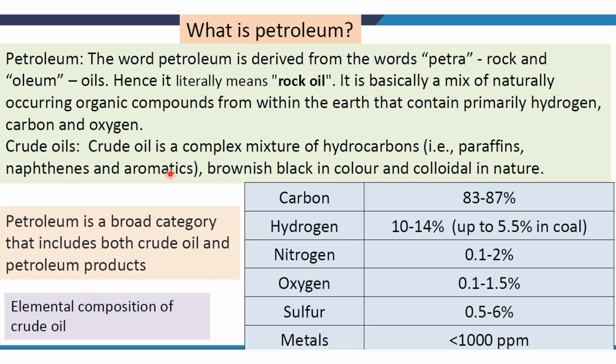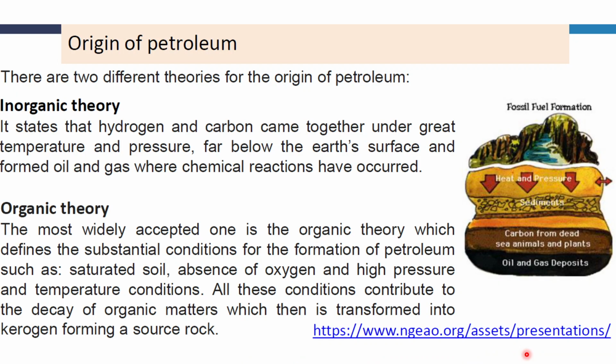So what is the difference between crude oil and petroleum? They are basically the same, but petroleum is a broad category which consists of both crude oil and some petroleum products. The elemental composition of crude oil consists mainly of carbon, 83 to 87%, hydrogen 10 to 14%, which was much lesser in the case of coal, that is up to 5.5%, nitrogen 0.1 to 2%, oxygen 0.1 to 1.5%, sulfur 0.5 to 6%, and some amount of metals, in a very small amount.